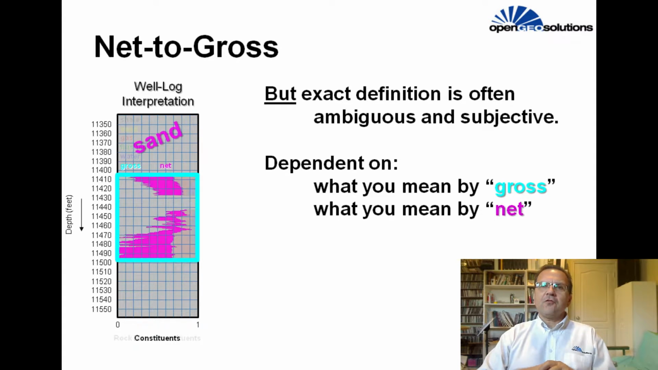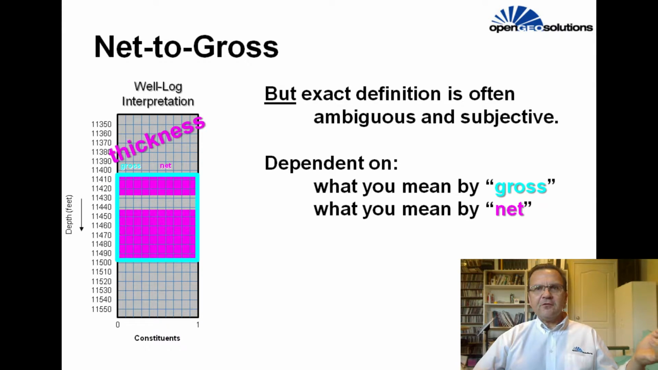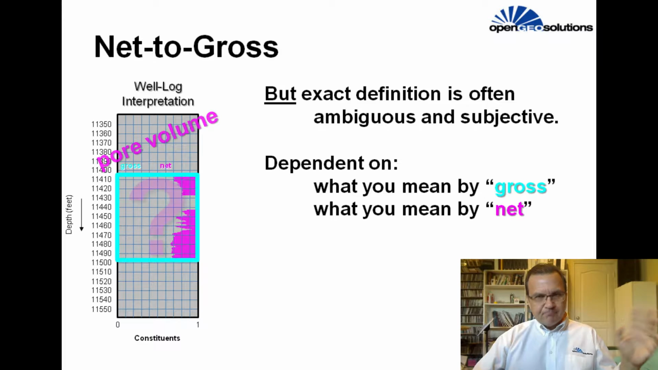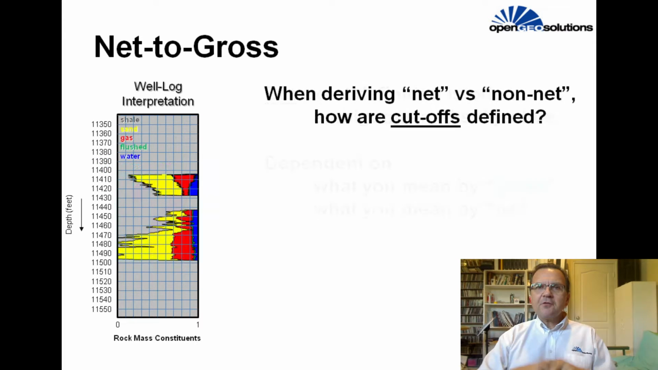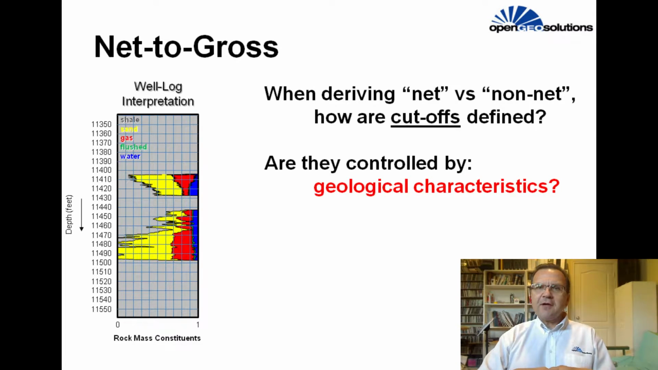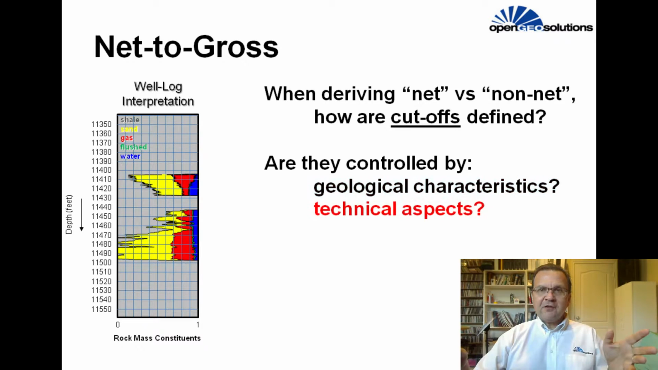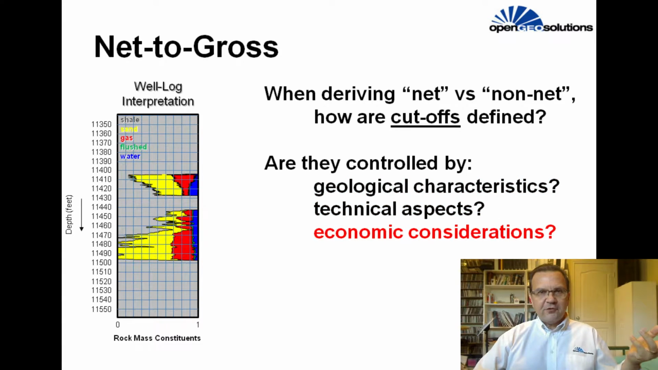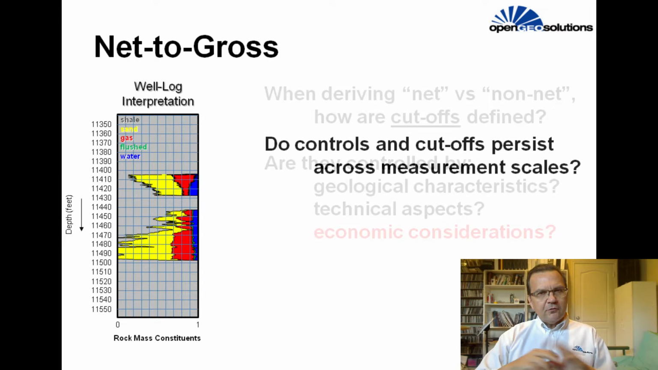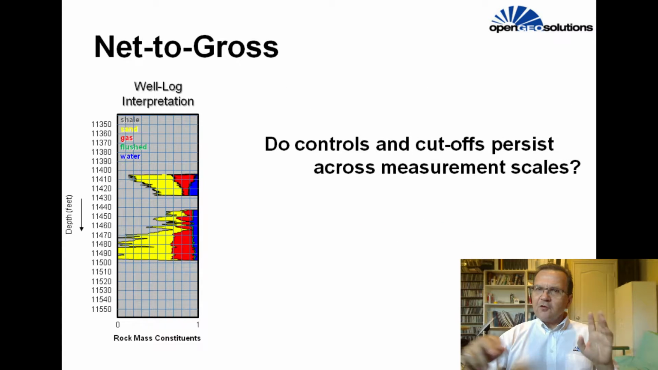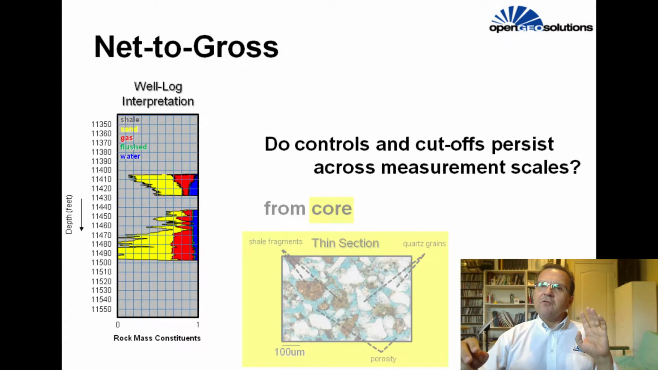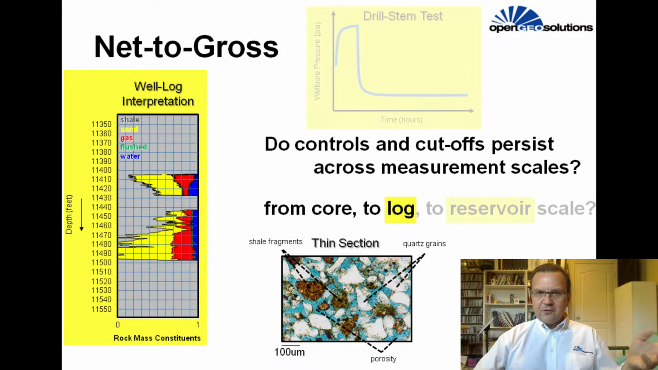For example, the net portion can refer to net sand, net reservoir, net thickness, net pore volume, etc. Then there's also the question of how are the cutoffs defined when deriving net versus non-net? Are they controlled by geological characteristics, technical aspects, or economic considerations? Do the controls and cutoffs persist across scales of measurements, from core to log to reservoir scale?